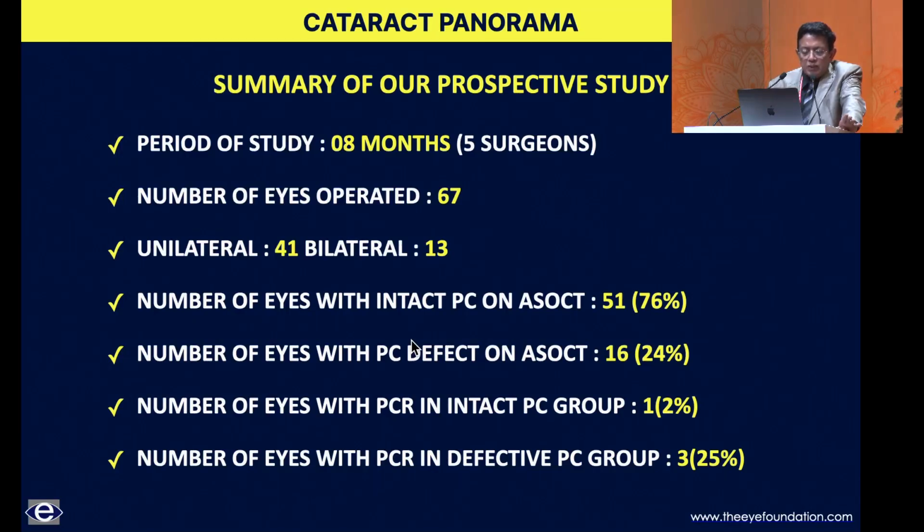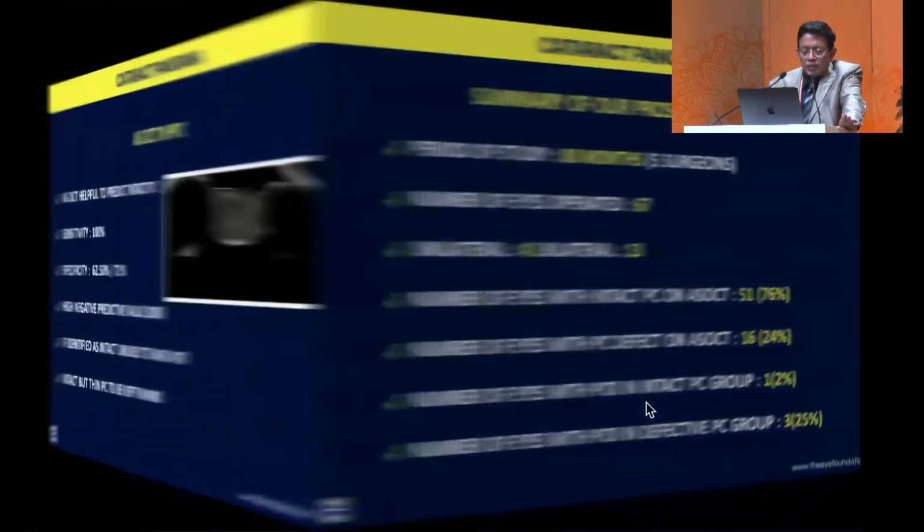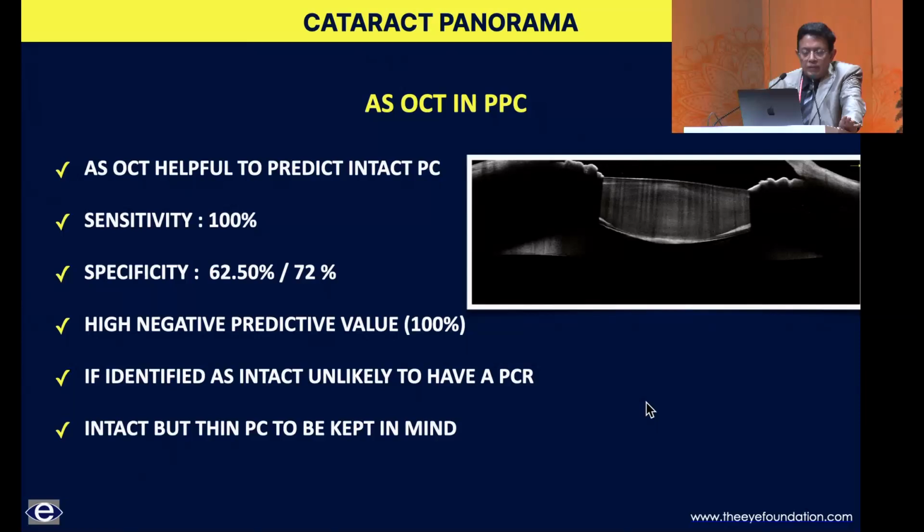And the number of eyes with a PC defect was 16. Out of these 16 eyes, 3 eyes had PC rent during surgery because the PC was not intact. While of these 51 eyes, only 1 eye had PC rent in spite of routine phacoemulsification being performed. So we believe that AIOS has a high negative predictive value, in the sense that if you find the PC to be intact, you can handle it like a routine cataract surgery. But just in case you suspect PC discontinuity, even then it's possible that the PC may be intact and you could get away with a conventional surgery.